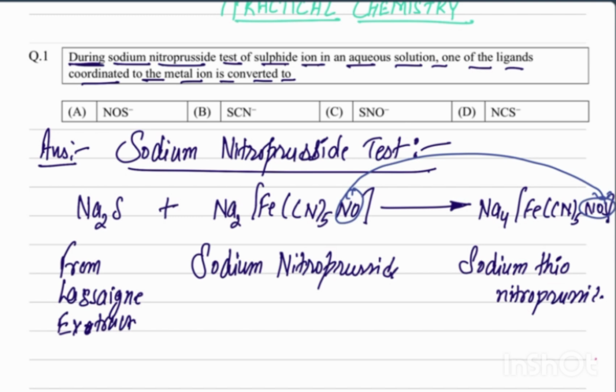So it is asking in this question, during the nitroprusside test of the sulfide ion in an aqueous solution, one of the ligands coordinated to the metal ion is converted to. So which ligand is converted from NO to? It is NOS. So that's why NOS negative should be the correct answer. The first option should be the correct answer.